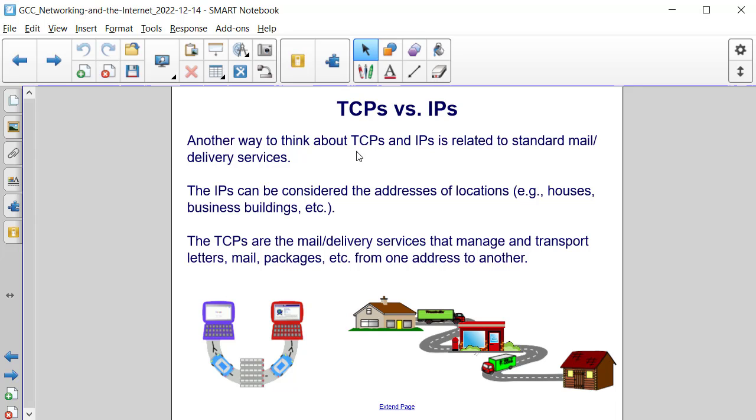Another way to think about TCP and IP is related to standard mail and delivery services. If the IPs can be considered the addresses of the locations, such as a house, the post office, and another house. You could also have business buildings, etc. And the TCPs are the mail or delivery services, the trucks that go from the post office to the house and from the house to the post office, and back and forth. So they are actually the things that transport the letters, mail, packages from one address to another.